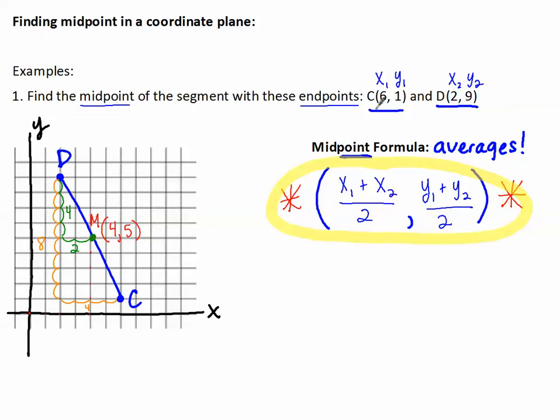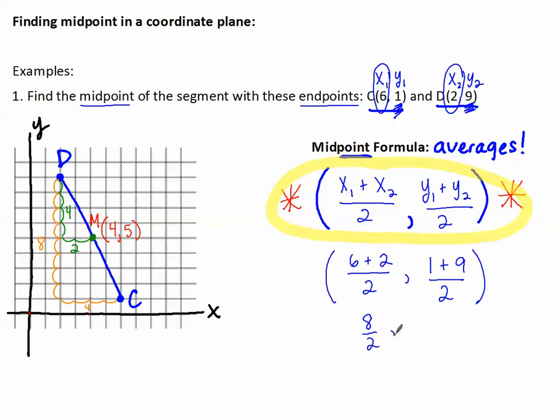So here are our 2 points. I'm going to start with the x's, and I'm going to show my ordered pair and put the x's, 6 and 2, in for the x's, and show divided by 2. Then I'm going to take the y's, 1 and 9, 1 plus 9, and divide by 2. Now let's calculate. 6 plus 2 is 8. Don't forget the divided by 2 part. 1 plus 9 is 10, and don't forget the divided by 2 part.